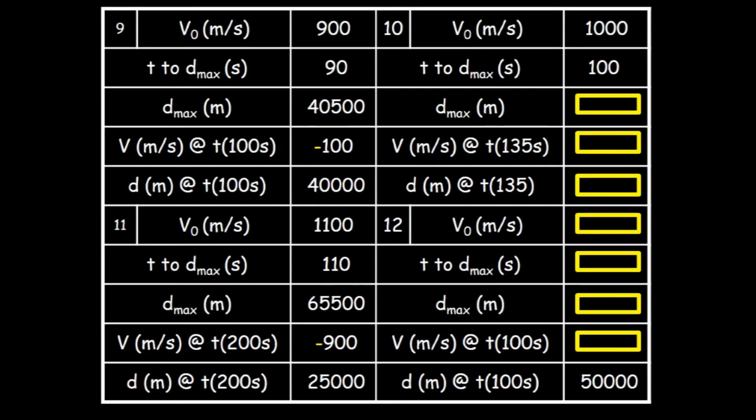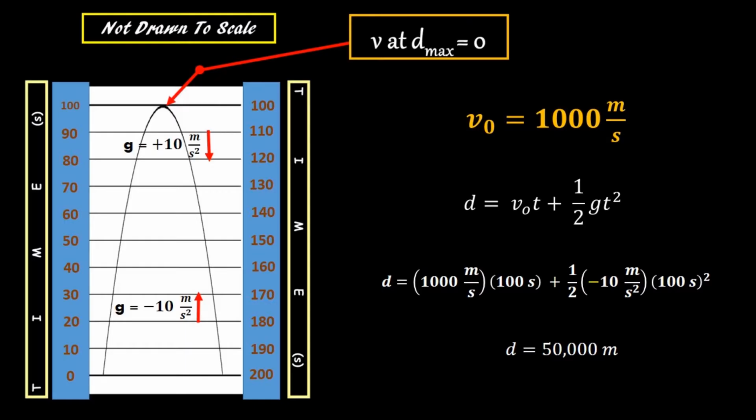Now, the next one, I really don't know what I did. I haven't looked ahead. Is it going to be Dmax, V at 135, or D at 135? Well, either way, you could do any of those three, really, before any of the others. So let's see what I did.